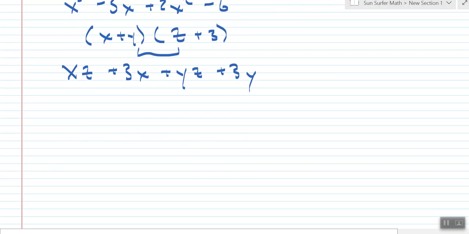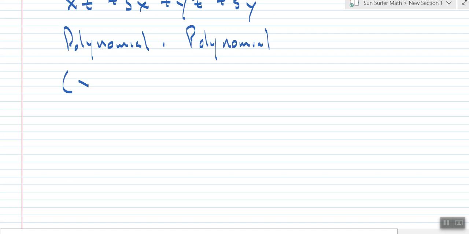Now, if we're multiplying two polynomials together, well, two binomials is really a polynomial times a polynomial. But what if they're bigger polynomials? What if we have something like x squared plus 2x plus 3 times 5x squared plus x minus 1? Well, we simply use the distributive property. We start with the first term here and multiply it by each term in the second trinomial. So it's a trinomial times a trinomial.